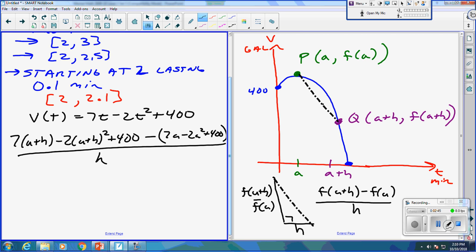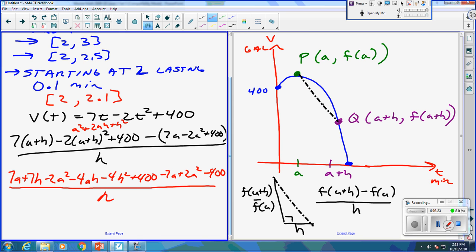Guys, the blue curve on the right is the function, so we expect every term in the numerator that does not have h to cancel. Does everybody agree? So we got to expand it. This is something in calculus you better have memorized, right, guys? That (a plus h) squared is that. So I'll distribute in red: 7a plus 7h minus 2a squared minus 4ah minus 2h squared plus 400. Now distribute the negative: negative 7a plus 2a squared minus 400 all over h.